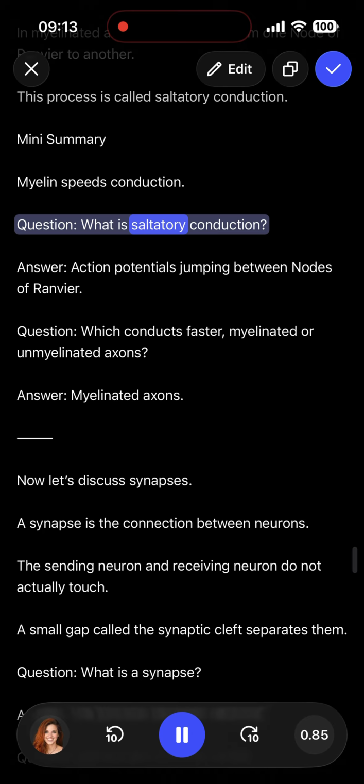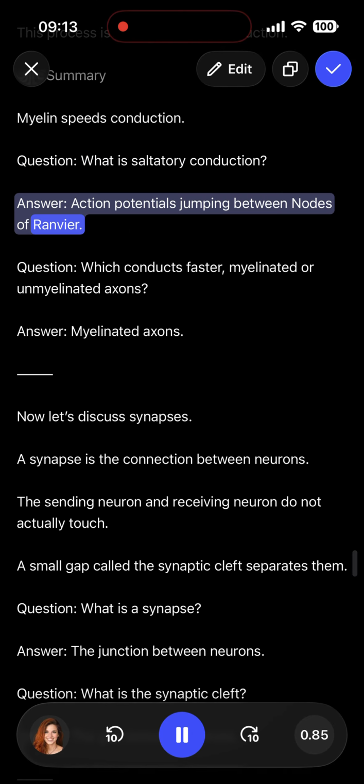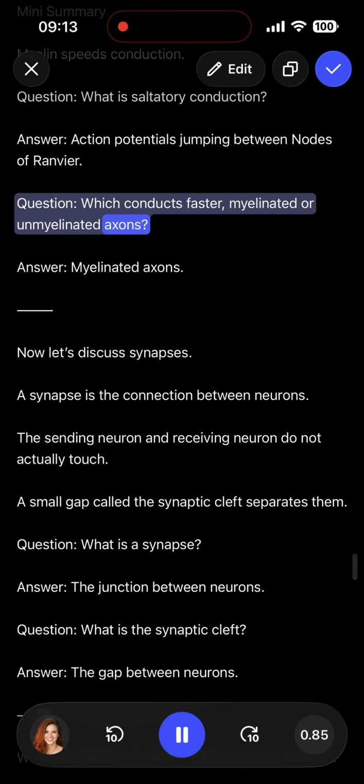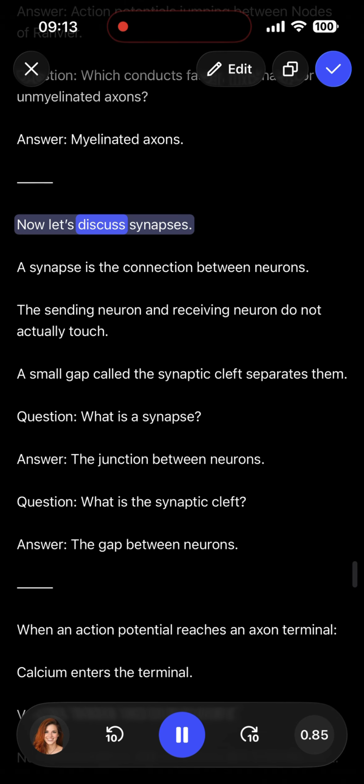Question, what is saltatory conduction? Answer, action potentials jumping between nodes of Ranvier. Question, which conducts faster, myelinated or unmyelinated axons? Answer, myelinated axons.